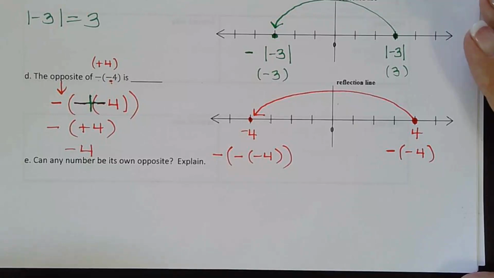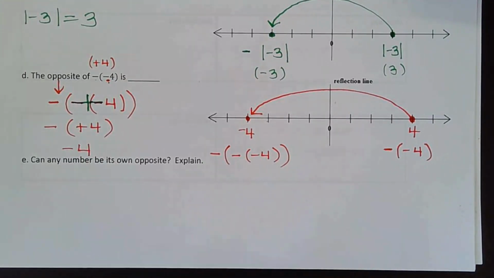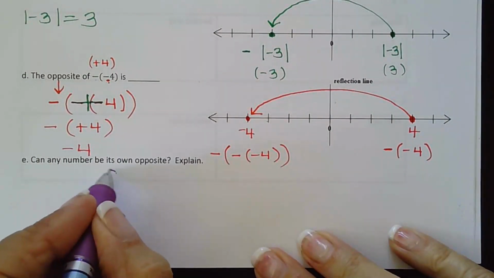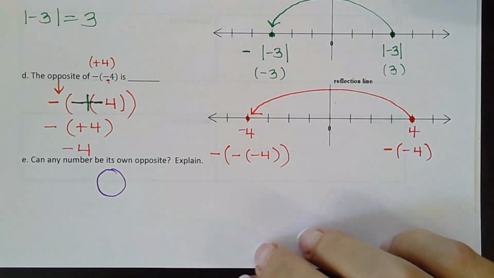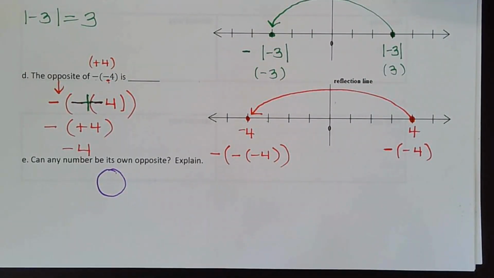Can any number be its own opposite? Yep, there's one. That would be 0, because 0 doesn't have a sign, so the opposite of 0 is 0. Positive 0, negative 0, same thing, but that's the only number that is its own opposite.